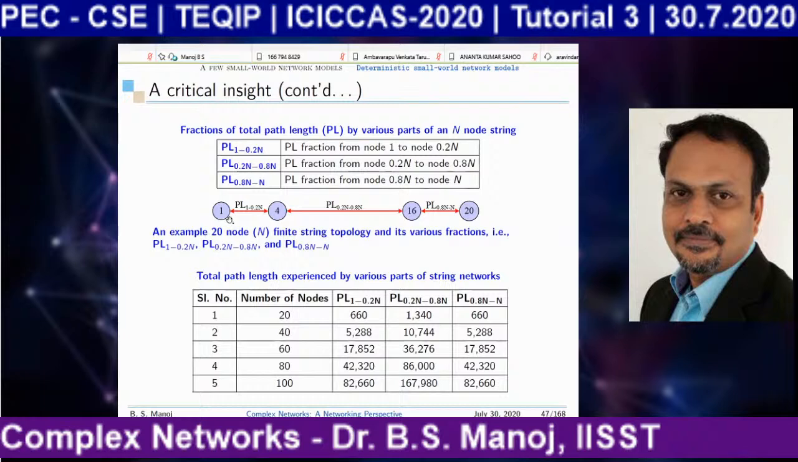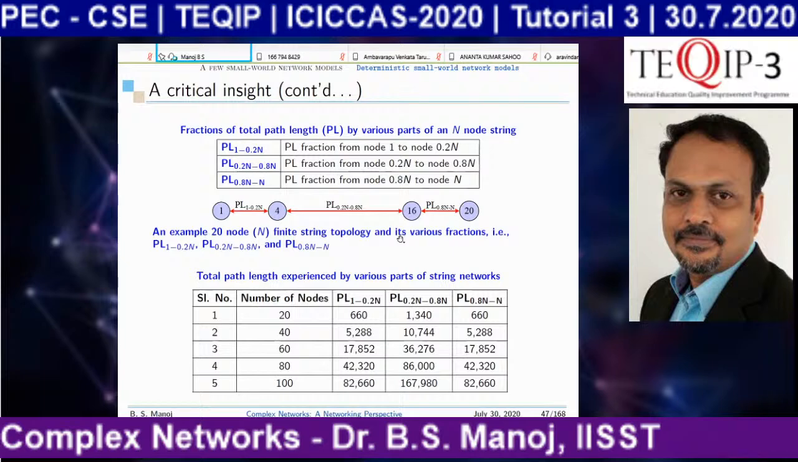So if you look at different node sizes, the path length experienced by these three segments: 1 through 0.2 n has a sum of path lengths of 660, whereas 0.8 to n also has a sum of path length 660, and the segment in the middle has a path length experience of 1340. So the sum of this segment's path length plus the sum of this segment's path length would be equal to this segment's path length to get these anchor nodes correct.